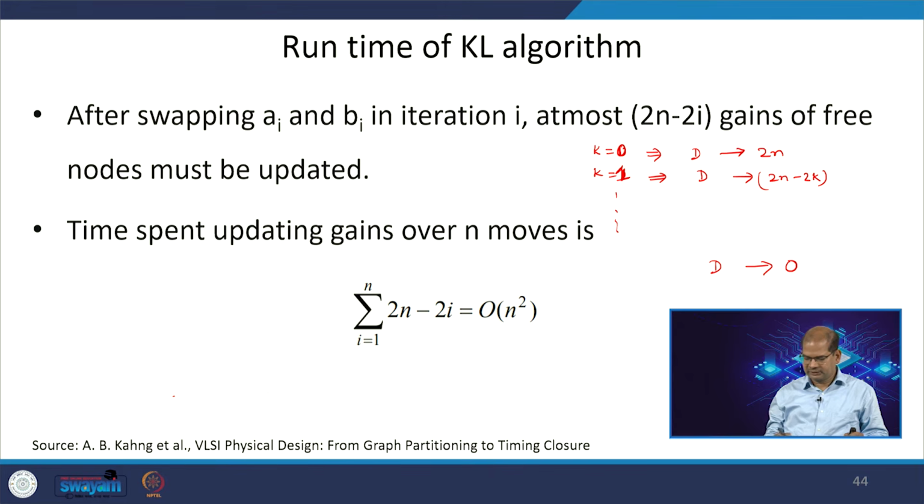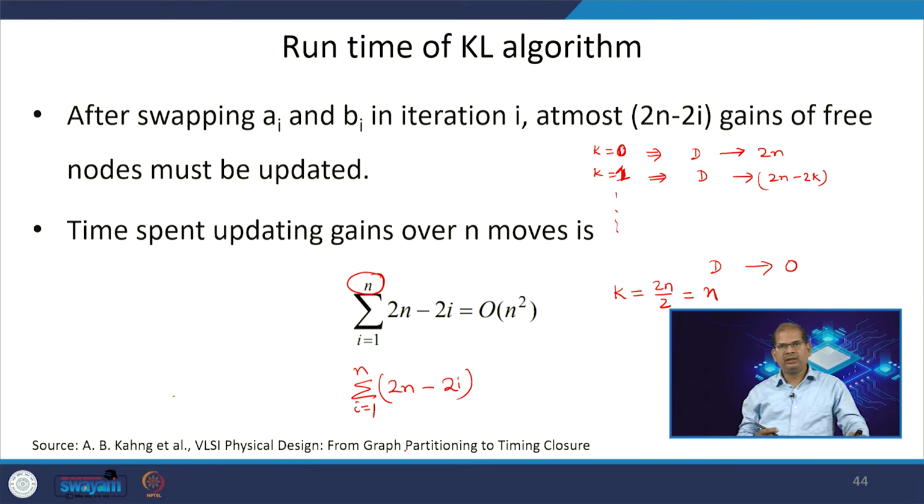If I make a sum of that, how many times should k run? The k should run for the number of nodes divided by 2, which is n. That is why this n comes into the picture. So, you have a summation i equal to 1 to n of 2n minus 2i, where i is basically the index for k. This is order of n square.